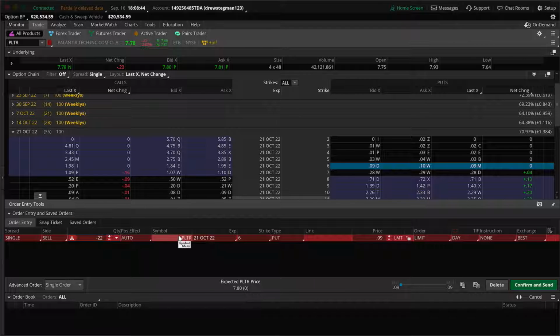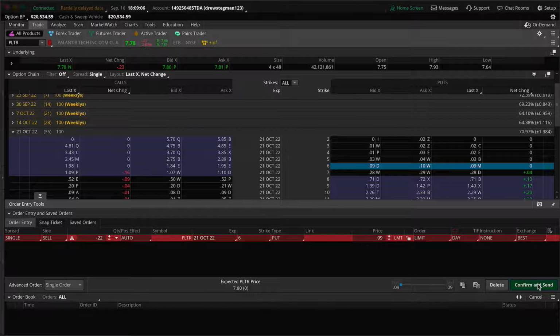So we're selling the Palantir 21st of October 2022 expiration. So if Palantir is above $6 upon expiration date, nothing happens. Our cash just goes back into the account, and then we keep the premium. If it's below $6 and we hold this option through expiration, then we get long at $6 per share. In the meantime, though, you're selling 22 of these at a price of 9 cents.